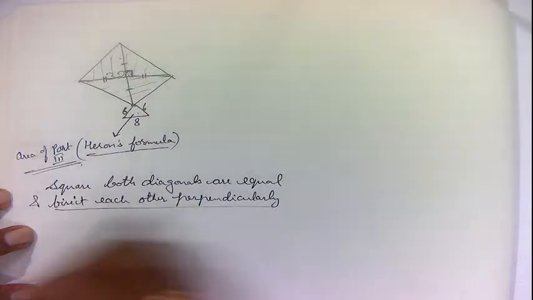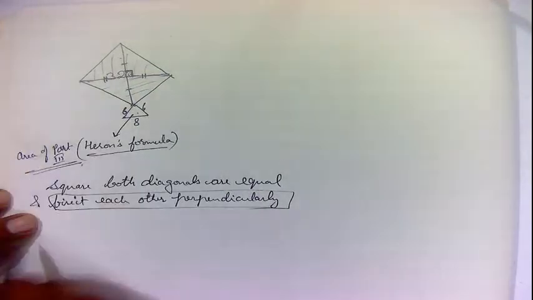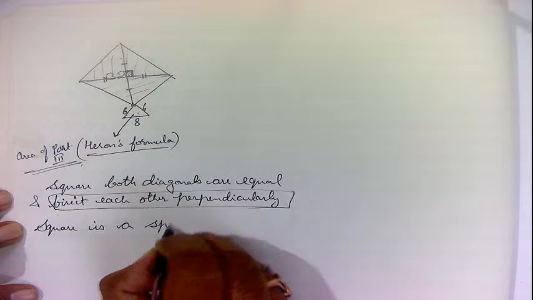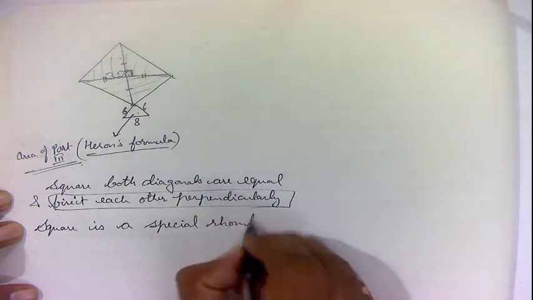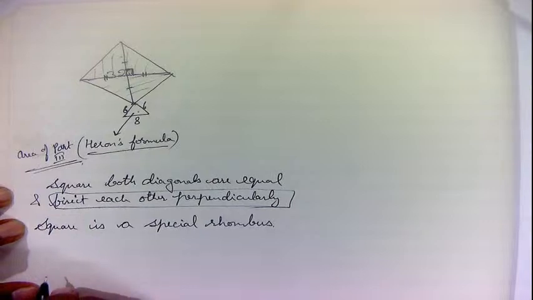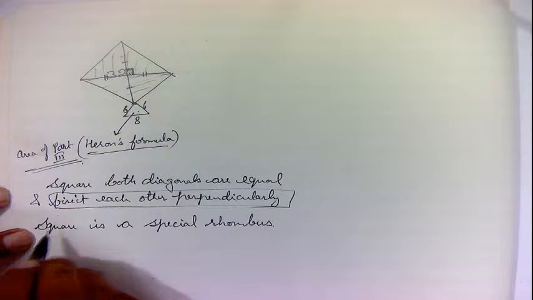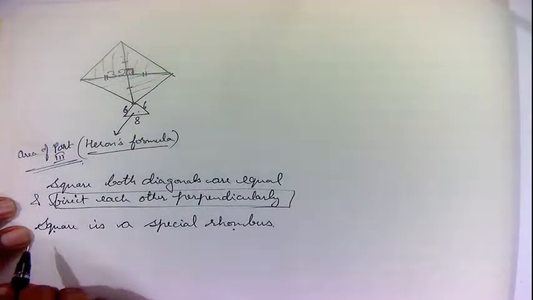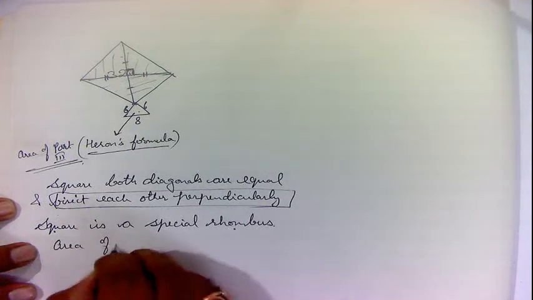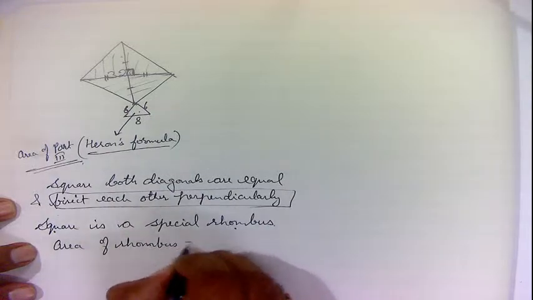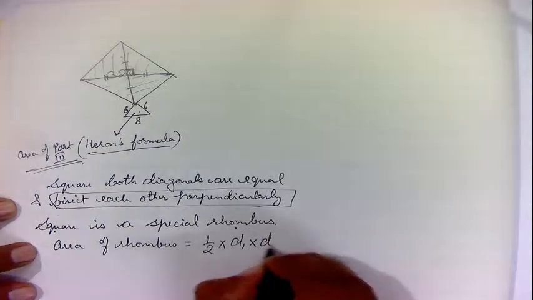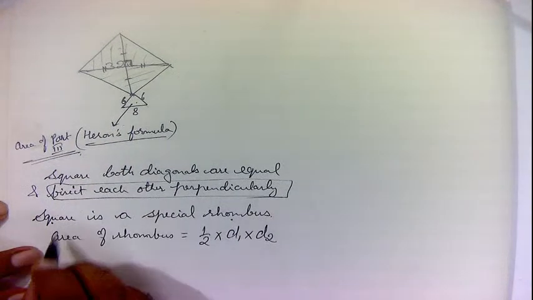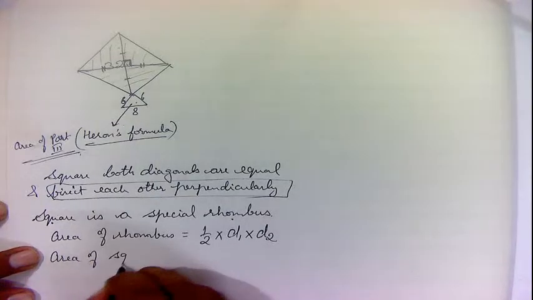Now, though this is not needed, I'll tell you why it is written. A square is a special rhombus. You have done that square is a special rhombus. So the area of a square and the area of a rhombus will be equal. The same square can also be called a rhombus, and we know that the area of a rhombus is half d1 into d2. Here it is a square, so area of square.